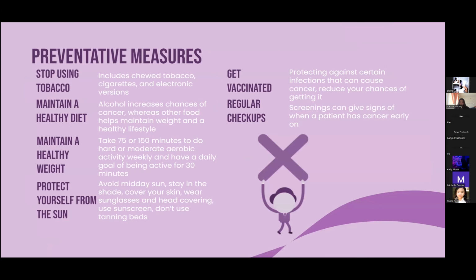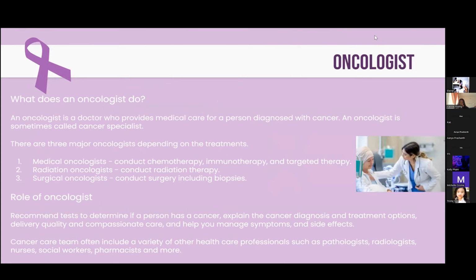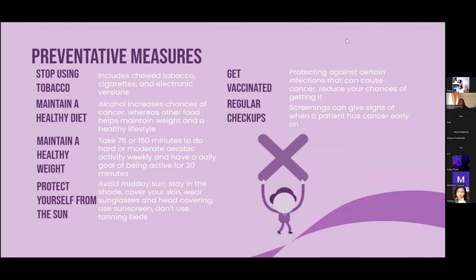So to talk about how to prevent cancer, you can stop using tobacco, and this includes cigarettes, chewed tobacco, and electronic versions of these items. Smoking can cause lung cancer, mouth, throat, voice box, pancreas, bladder, cervix, and kidney cancer, and chewed tobacco can lead to mouth, throat, and pancreas cancer. Second, you should maintain a healthy diet because an excessive consumption of alcohol can lead to breast, colon, lung, kidney, and liver cancer. But by eating the right amount of nutrition, like healthy fats and fiber, this keeps you healthy.